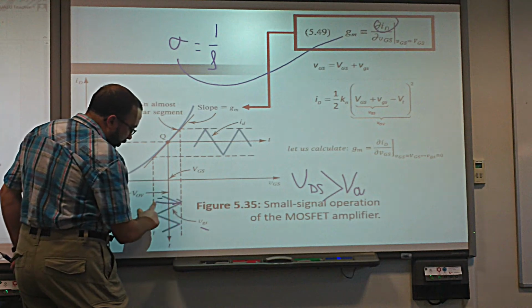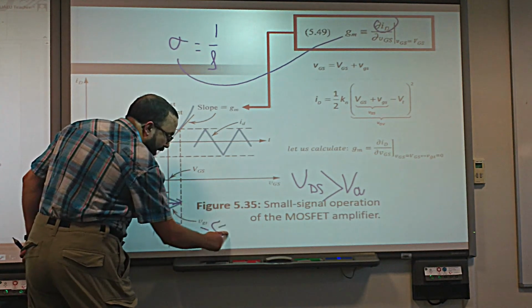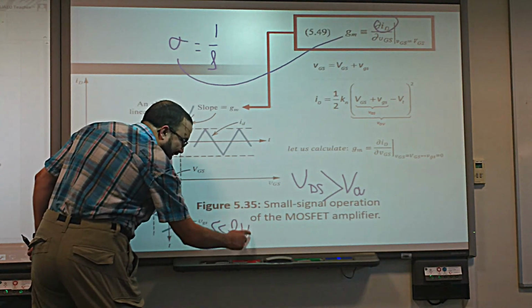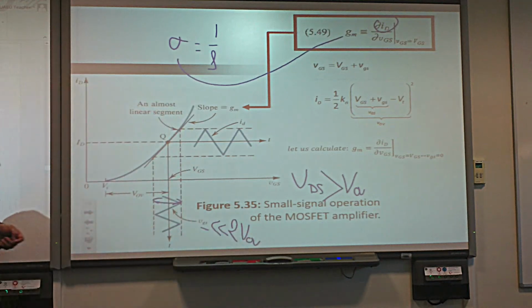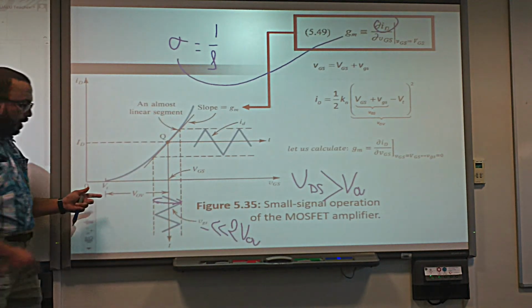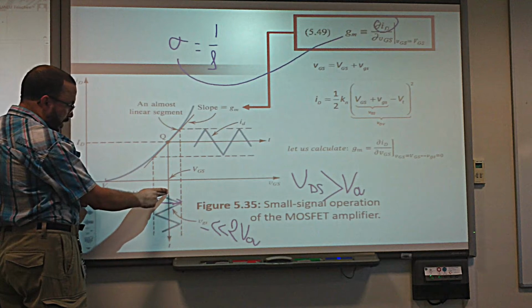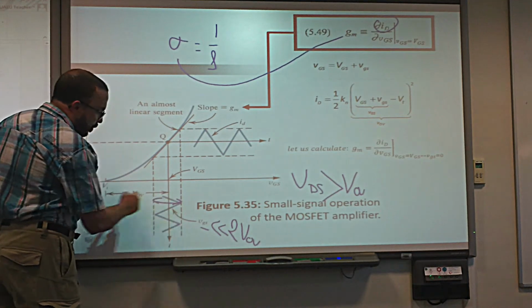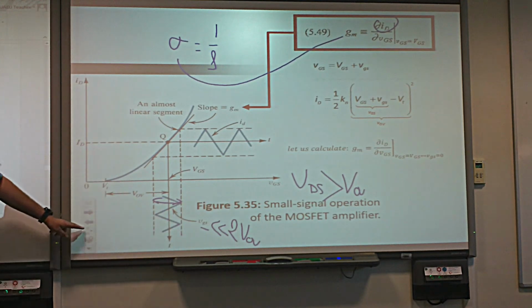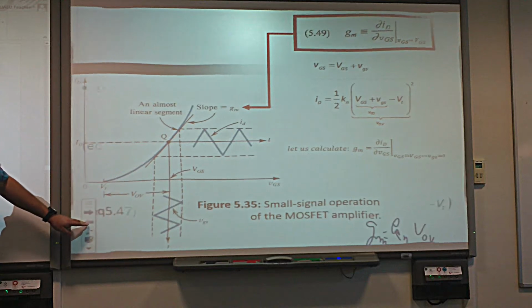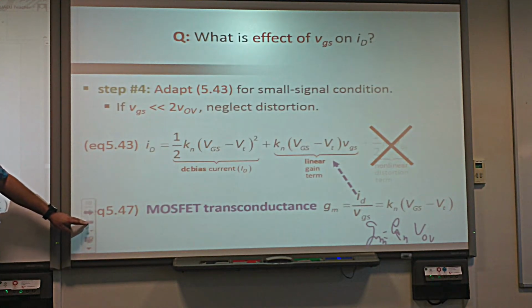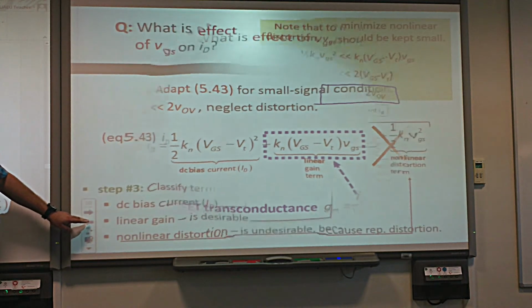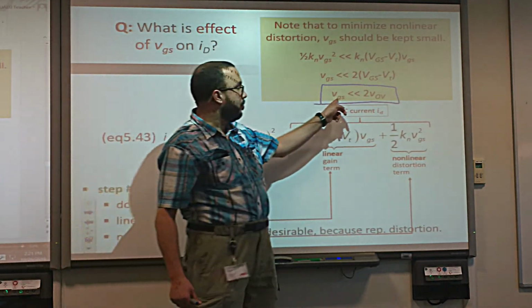That means this variation has to be way less than 2V overdrive. Remember that? You can see that this variation is way less than 2 of these. It has to be like that. And this, we discussed it here. I'm pointing you to the condition for small signal analysis, which is this one.